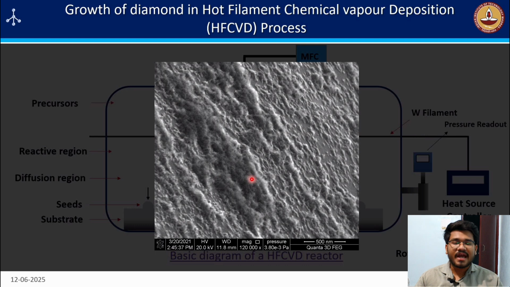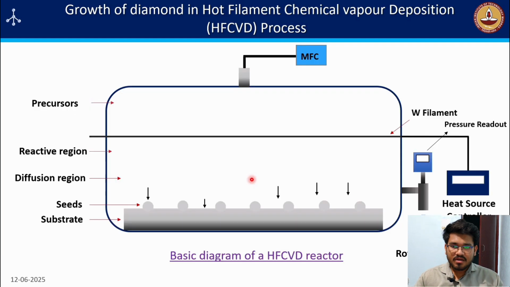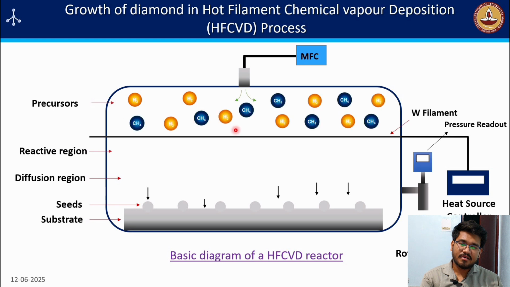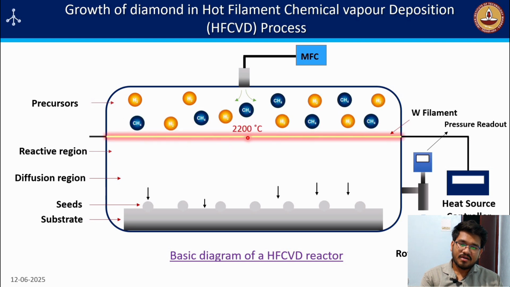Basically, you need to scratch the substrate with some diamond powder, or use wet seeding with a diamond solution in an ethanol mix environment. So this is a chamber. You allow the gases, hydrogen and methane, to flow into the chamber until you achieve a certain flow rate. Then you heat the filament at more than 2200 degrees Celsius.